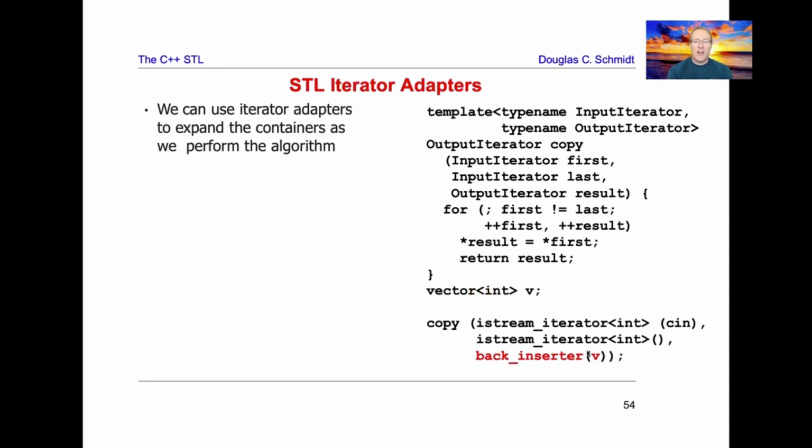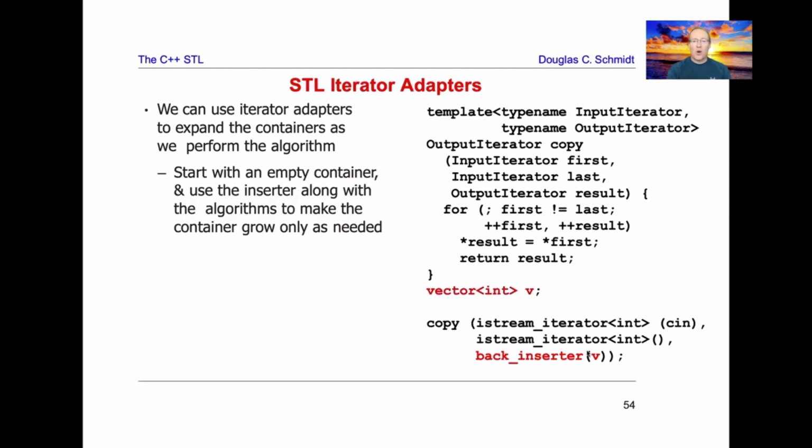What we're going to do here is use an iterator adapter. In this case, we're going to be using something called a back inserter in order to be able to expand the containers as the algorithm is performed. This is going to be an adapter that'll take a container and adapt it to work as if it was an iterator, in this case, an output iterator. It's also worth pointing out that I'm illustrating some other adapters here as well. istream iterator is an iterator adapter that takes cin and makes it work as an input iterator. And we'll also, of course, talk about those things as well.